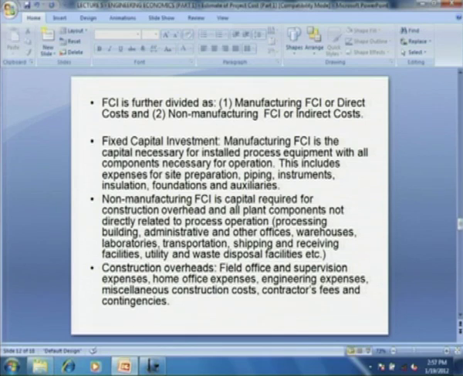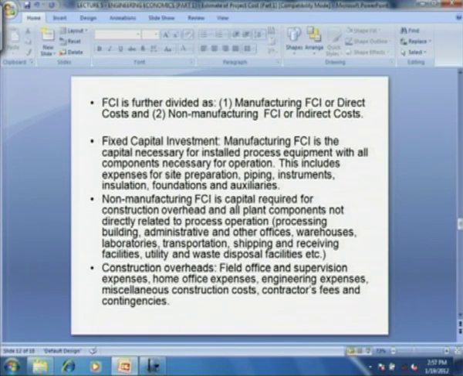Now, let us see in detail what we mean by fixed capital investment, or what are the components of it. Manufacturing fixed capital investment is the capital necessary for installed process equipment with all components that are necessary for operation. This includes expenses for site preparation, piping, instruments, insulation, foundation and auxiliaries. That is fixed capital investment.